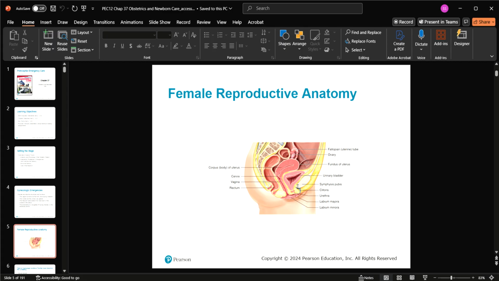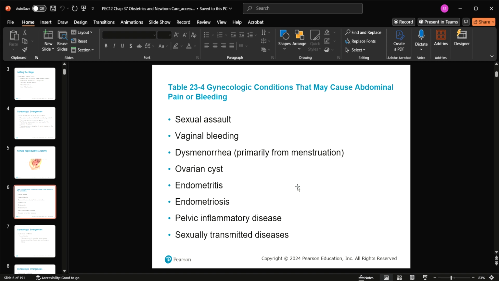it has a breakdown of the female reproductive anatomy. All right, this is all important, but we're going to really isolate some of the areas that are most important, and we're going to talk about those in more detail. Here, these are some causes of abdominal pain, or that can cause bleeding. We're talking about vaginal bleeding here.